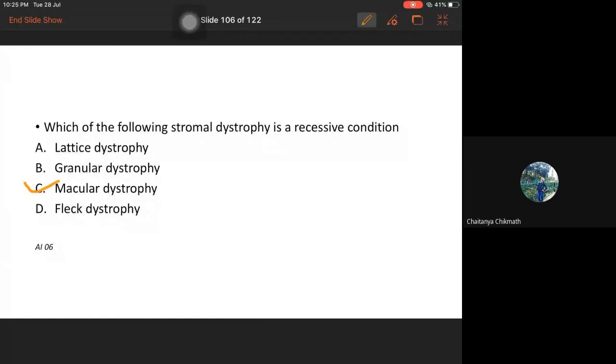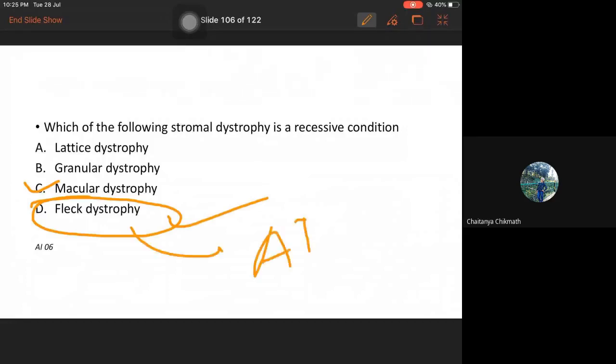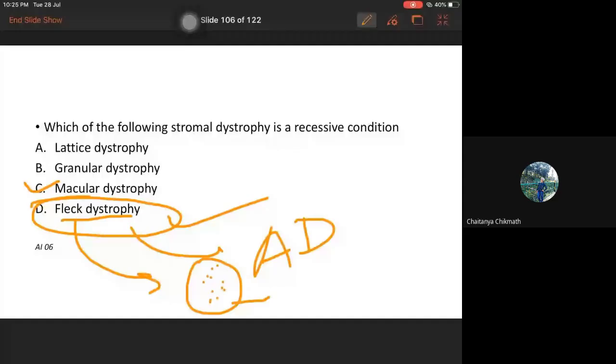Again, I think I didn't mention the Fleck dystrophy. This is a very uncommon stromal dystrophy. This is an autosomal dominant variety. Go back and read about Fleck dystrophy. Fleck dystrophies are stromal dystrophies where the deposits look like dandruff. It's an autosomal dominant variety. Again, the vision will be poorly affected in this condition.